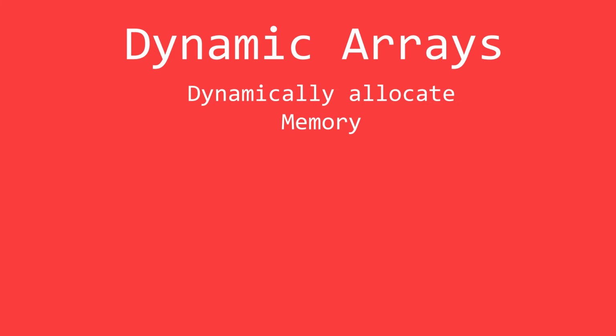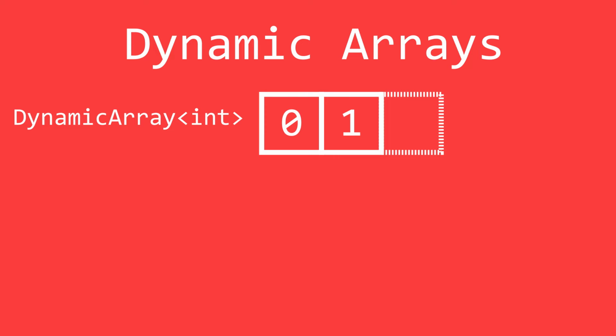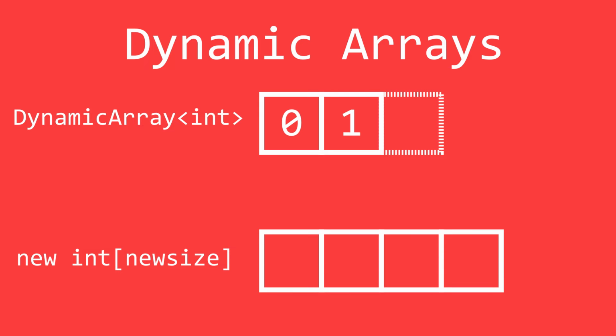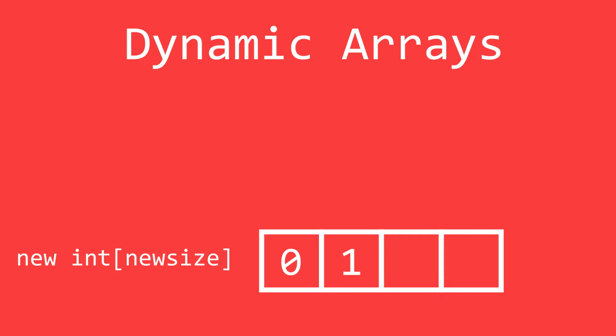Dynamic arrays get their name because they dynamically allocate new memory when the need arises. So, when inserting new data into a dynamic array, if the array is full, a new, larger array will be created. Each element of the previous array will be copied over, and then the old array will be deleted. This allows you to continue adding new data to the array without worrying about its size.